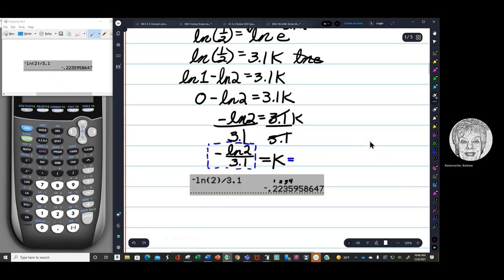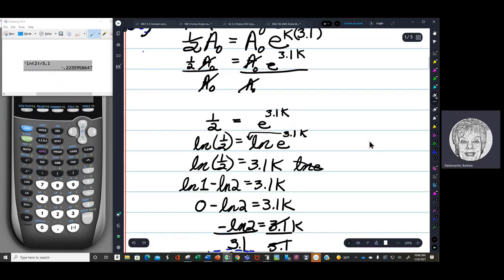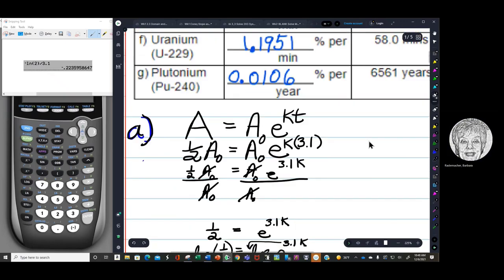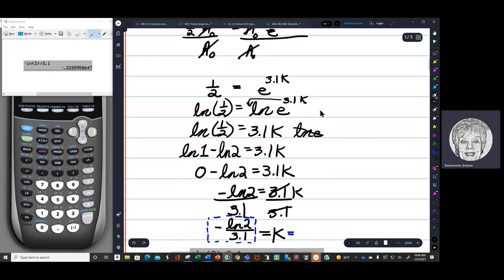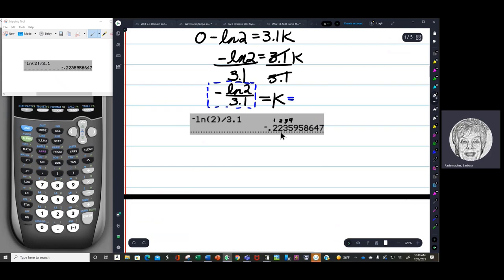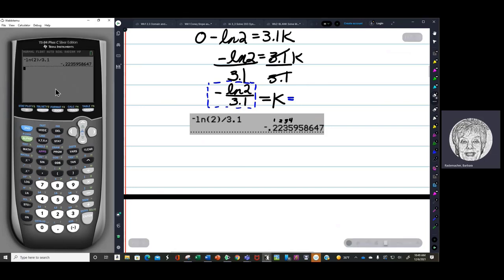Here's why. We can't just go ahead and round to 4 decimal places yet, because we're looking for this number. We're looking for the decay rate. I'll explain why it's positive in a minute. But the decay rate is given as a percent. So we're going to have to turn this number into a percent by multiplying it by 100. You can do this in your calculator. You can say times 100, enter.